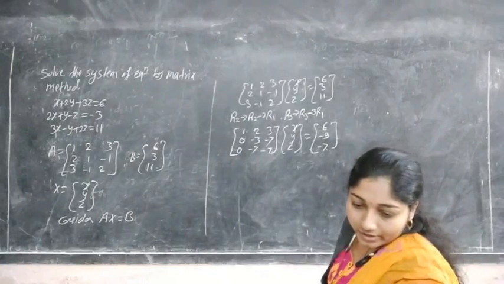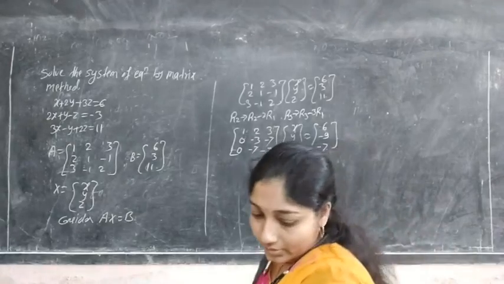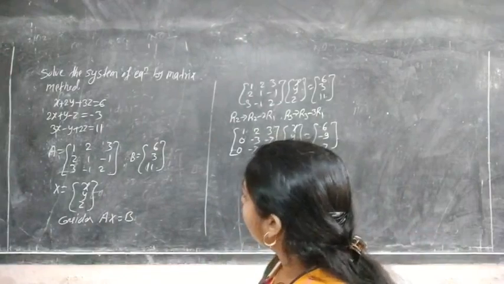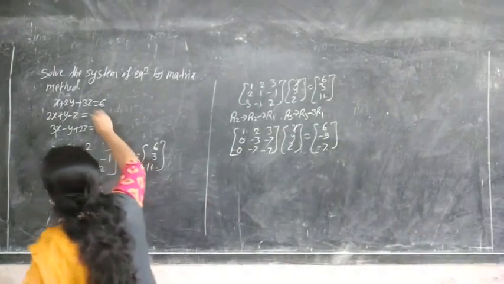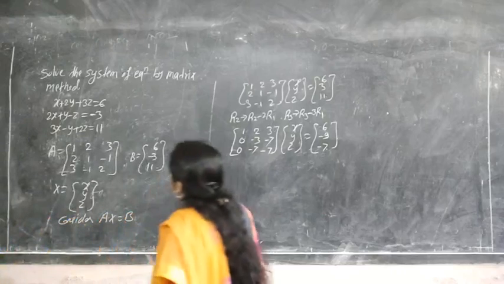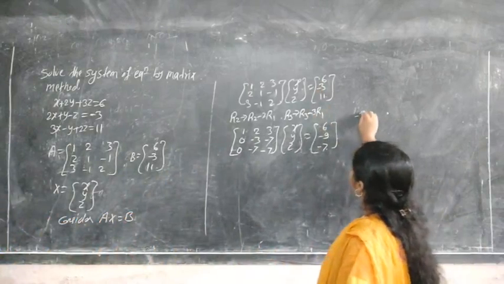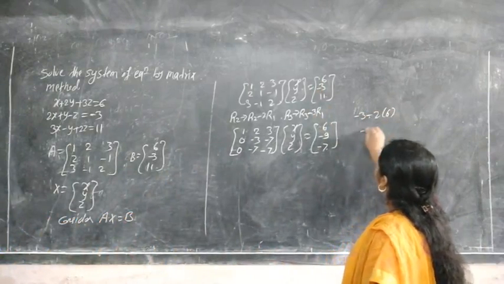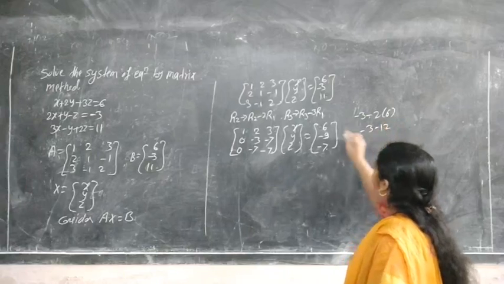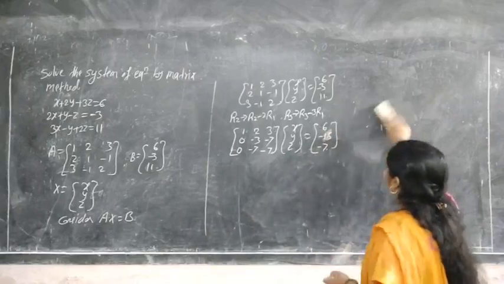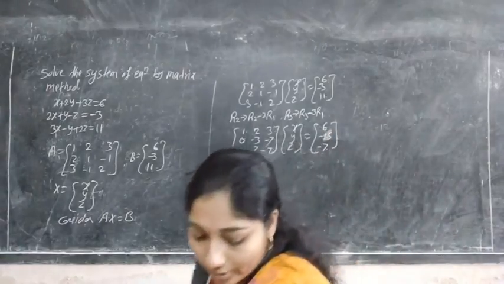6, 3, 8. Is it? The matrix is 6. Sorry, this is nothing but minus 3. So you will get here it is minus 3. So this is minus 3. So minus 3 minus 2 into 6. So minus 3 minus 12. So you will get it is minus 15. Minus 15. Okay.